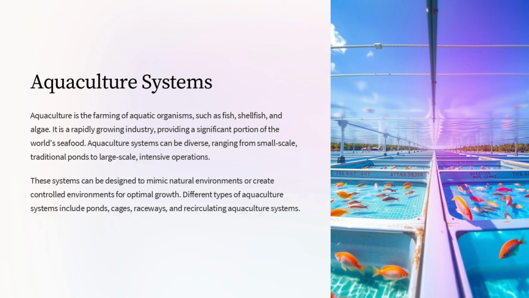These systems can be designed to mimic natural environments or create controlled environments for optimal growth. Different types of aquaculture systems include ponds, cages, raceways, and recirculating aquaculture systems. The image shows a close-up of a fish farm in a tropical country, with colorful fish in clear blue water tanks.